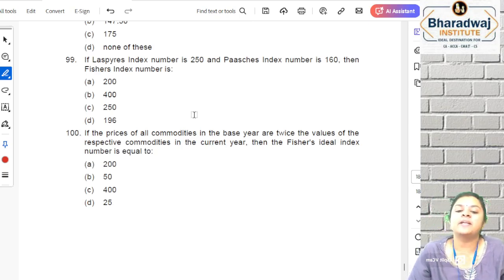99. Laspeyres index is 250. Paasche's index is 160. Fisher's index is the root of Laspeyres into Paasche.